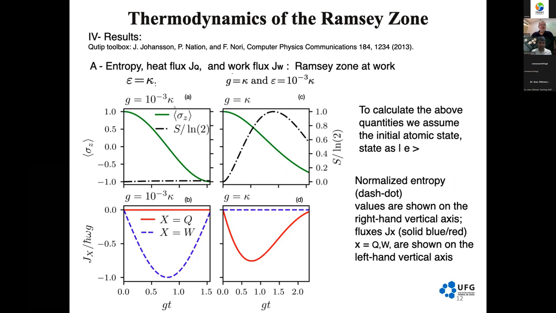I'd like to present the average population of the atom, and you see the work. When we start from the initial state, the atom grounds through the superposition of excited and ground state, and during this whole evolution, the purity is kept.